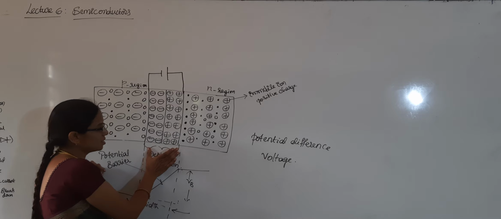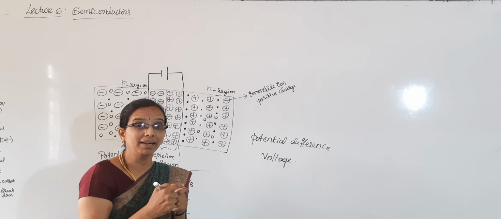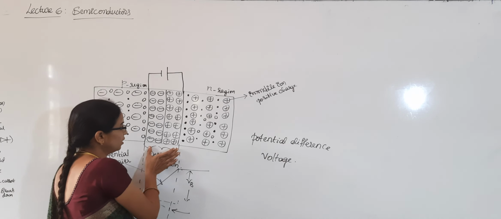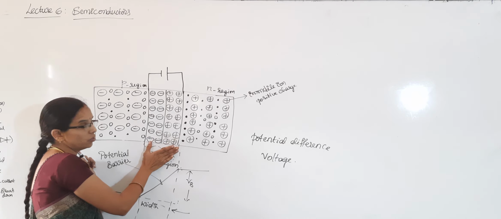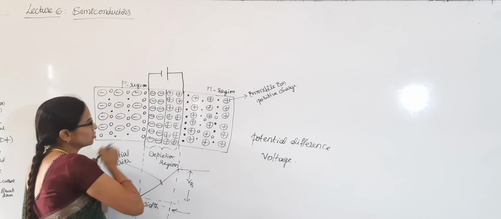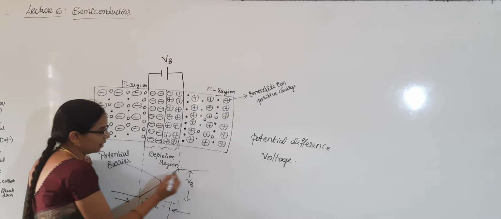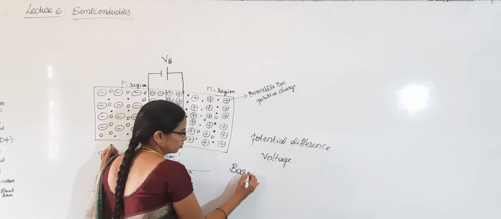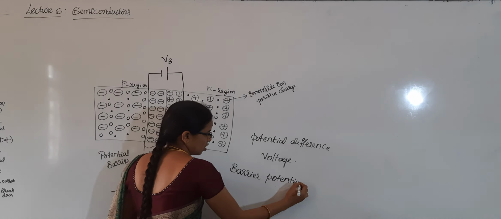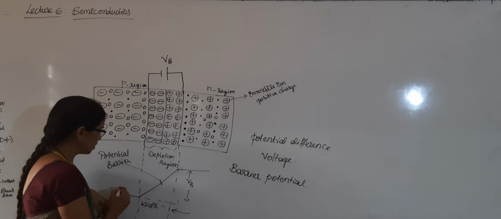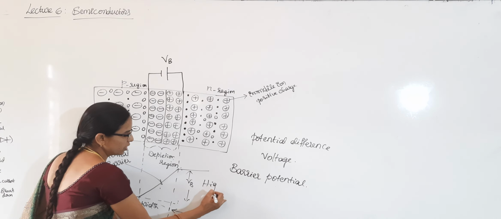So, this acts as a battery, you can call it a cell, battery potential. Here there exists a potential difference between these two. That is called VB, or barrier potential. It is also called the height of the potential barrier.